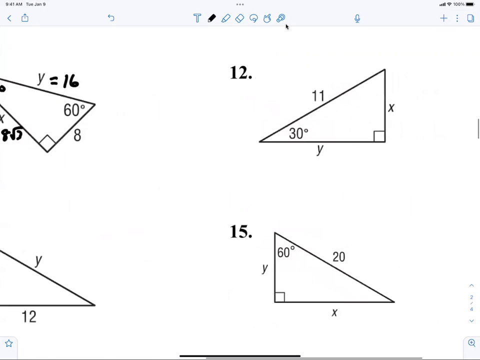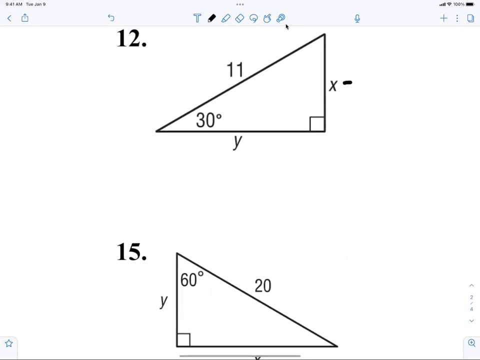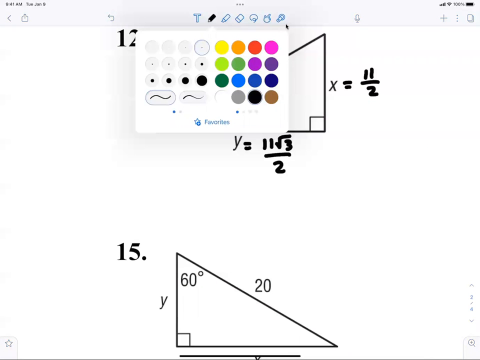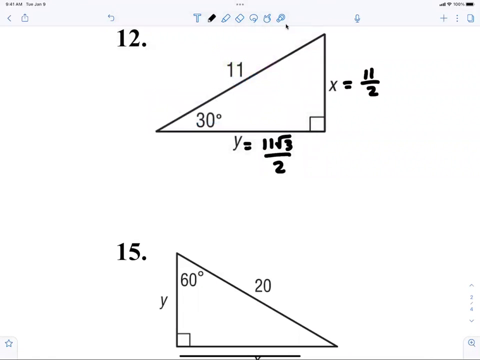All right, number 12. So what is x? 11 over 2. Thank you. And then what's y? Thank you, sir. 11 radical 3 over 2. Now, before we go any further, does everybody understand, if you're not seeing the pattern, right, it'd be better to tell me now, right? It'd be better to tell me now.